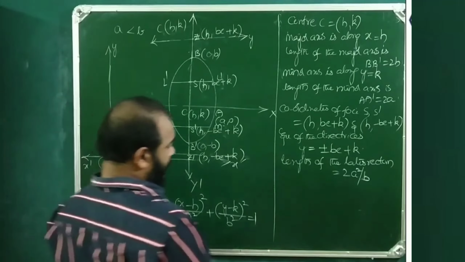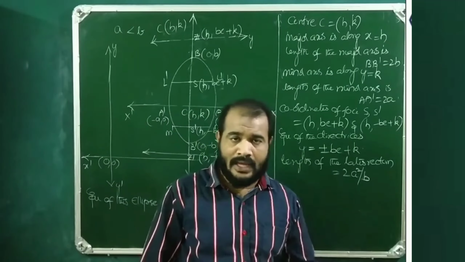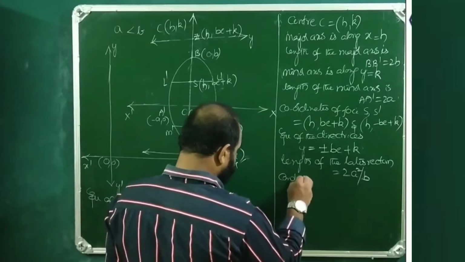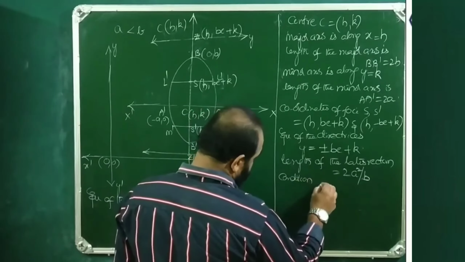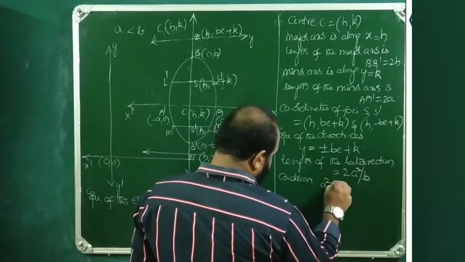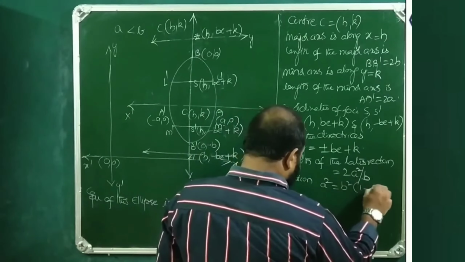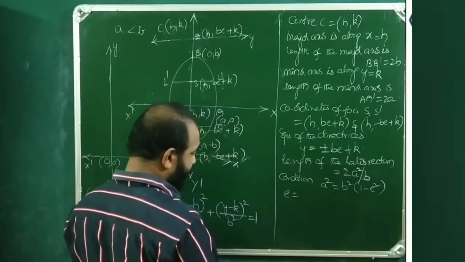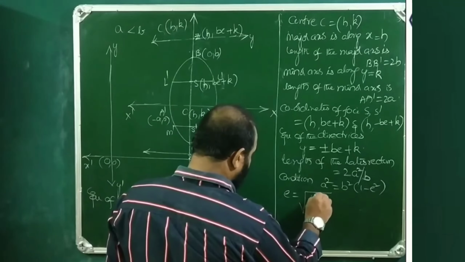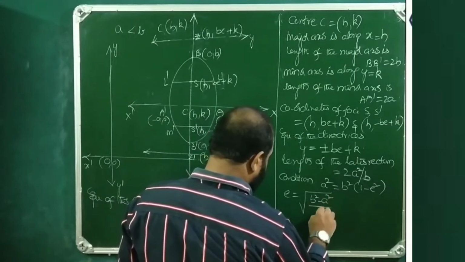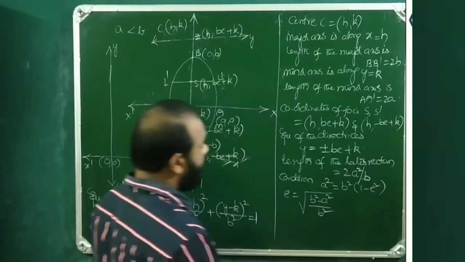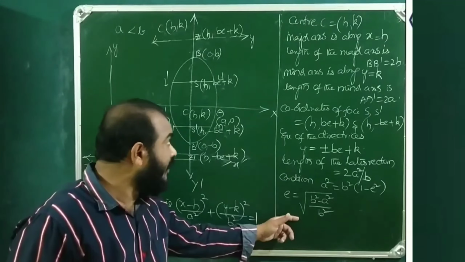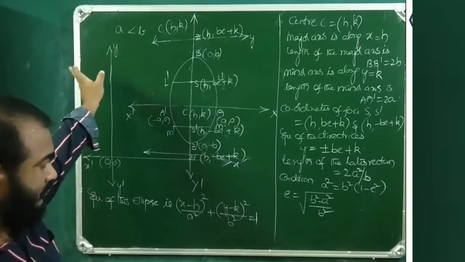Now, what is the condition among A, B and E? So the condition is A square is equal to B square into 1 minus E square. Therefore the eccentricity E is square root of B square minus A square by B square. So this is the eccentricity when A is less than B.